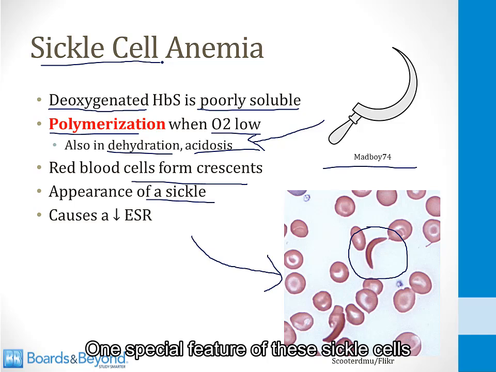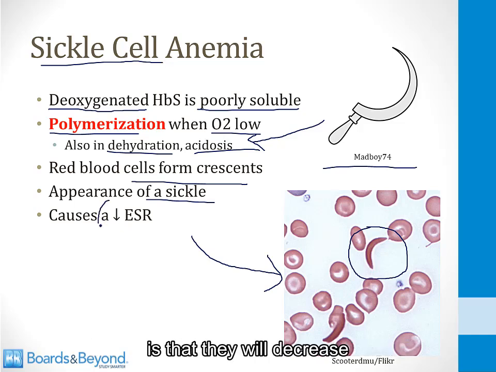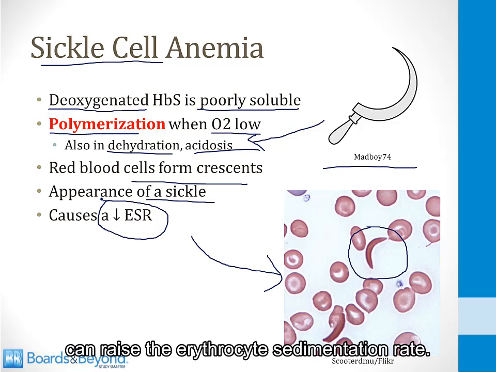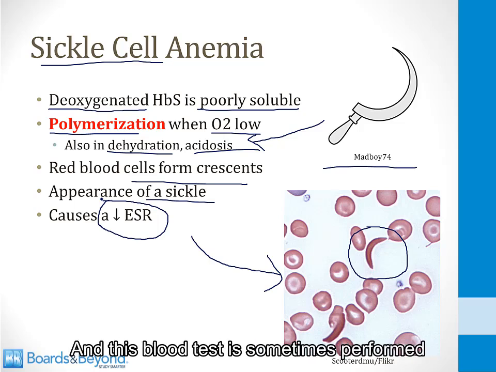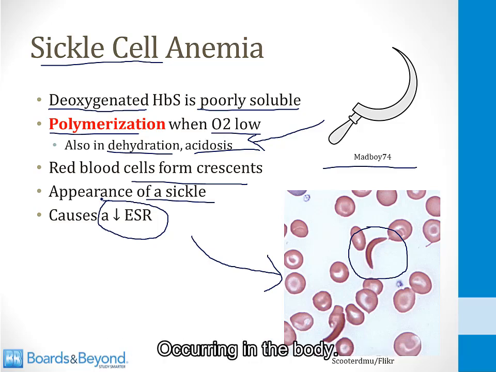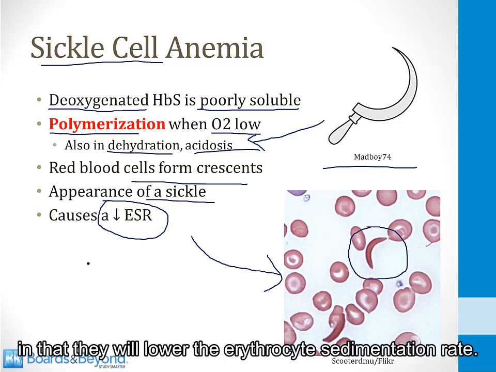One special feature of these sickle cells is that they will decrease the erythrocyte sedimentation rate. In other modules, I've talked about how settings of inflammation can raise the erythrocyte sedimentation rate, and this blood test is sometimes performed to try and detect whether or not there is inflammation occurring in the body. The sickle cells are unusual in that they will lower the erythrocyte sedimentation rate.